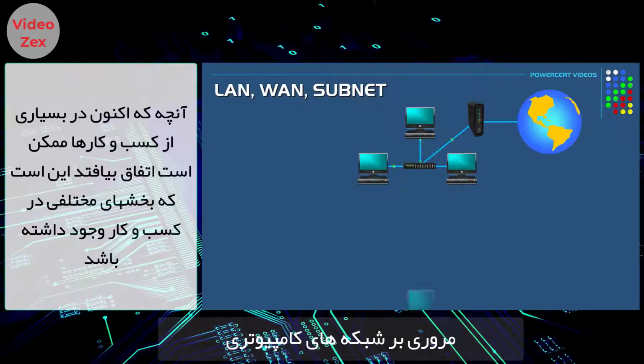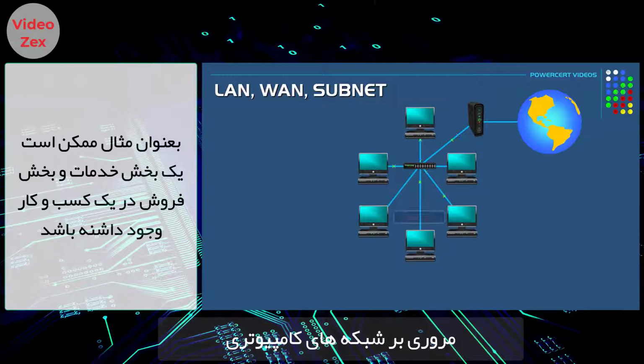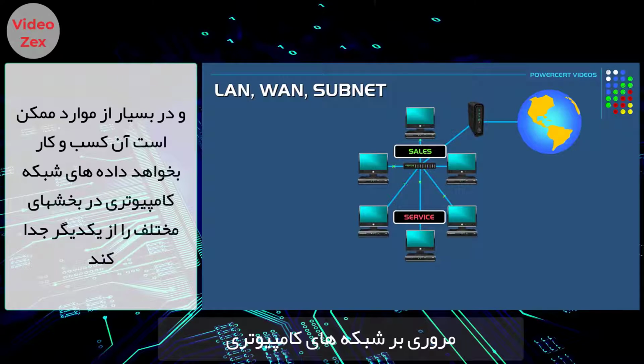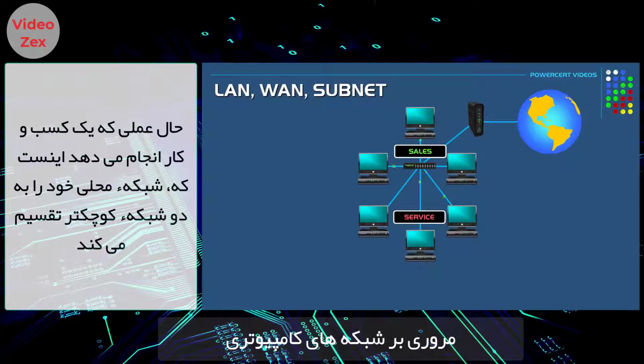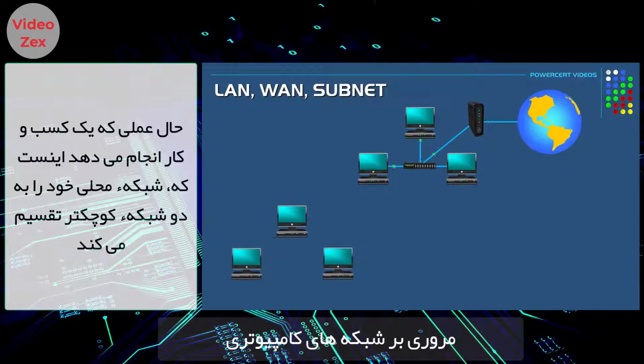Now, a lot of times what may happen in a lot of businesses is that they may have different departments. For example, they may have a service department and a sales department. And a lot of times that business may want to separate the computer network data in the different departments from each other, so that the sales department doesn't see any network traffic from the service department and vice versa. So what a business will do is that they'll divide their one local area network into two smaller networks.